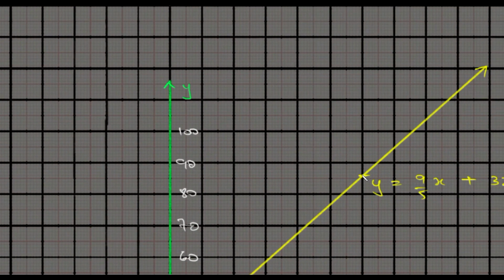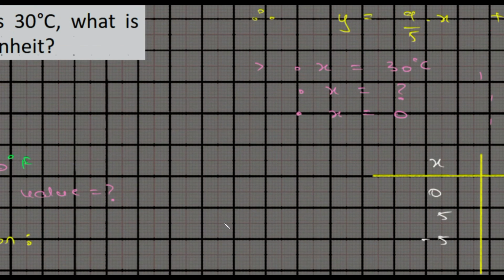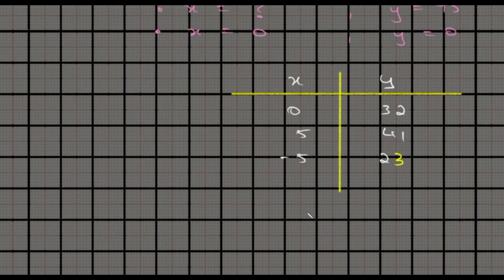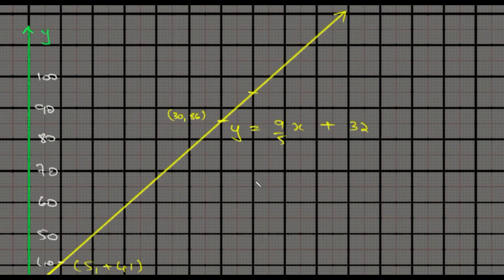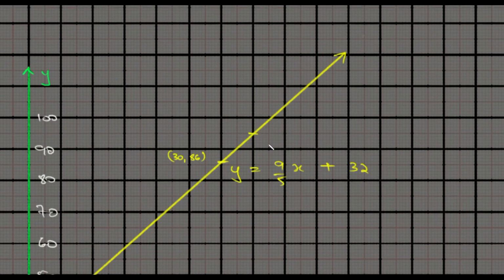So this is 30 degrees and this turns out to be 86. So 30 comma 86, right? That's the use of a graph. Next is how much is x for what, when y is 95. Okay, y is 95. It is here, and this line, this line, this line, this line, 35. So this is 35 comma 95.